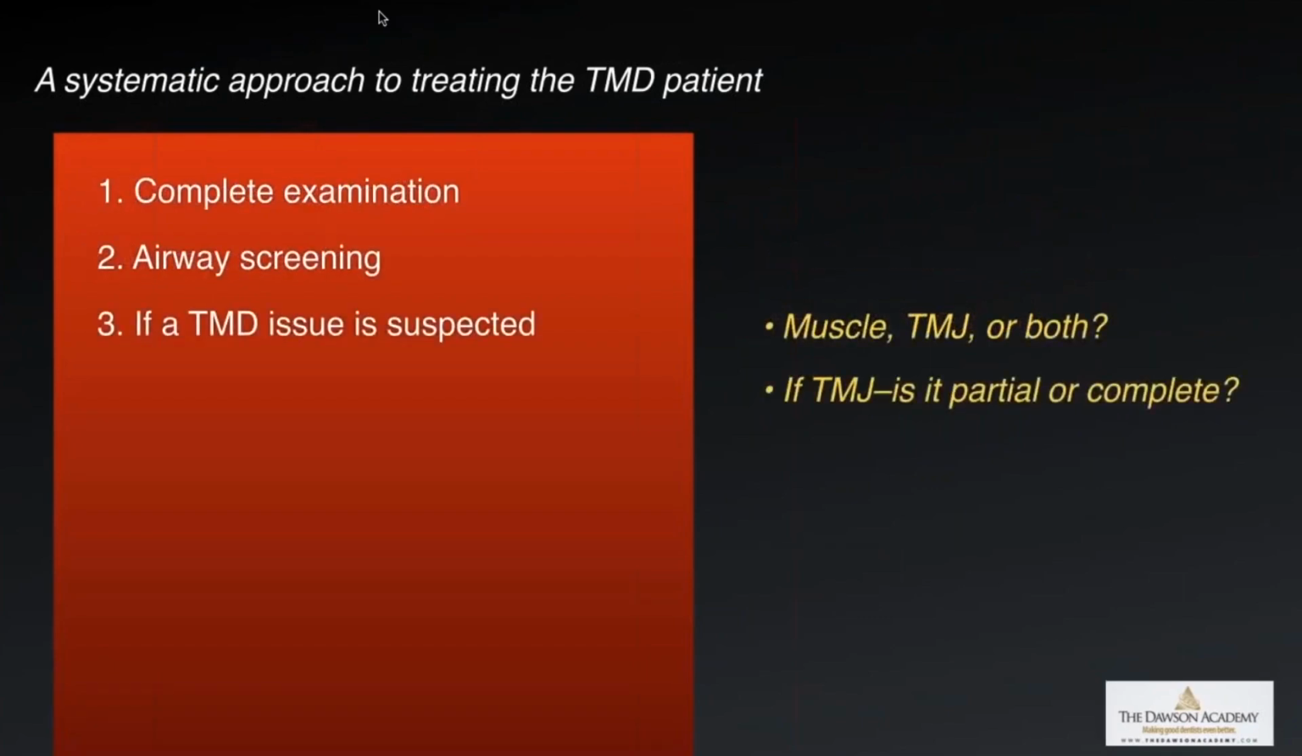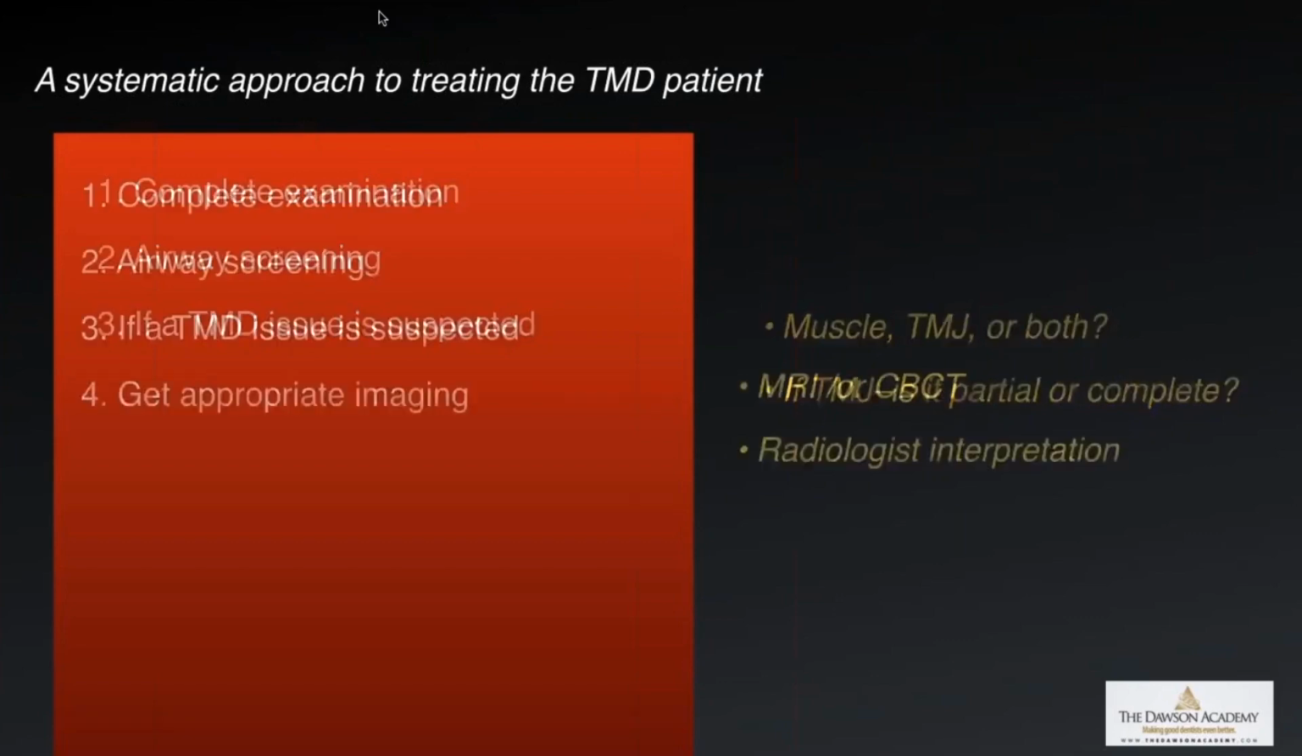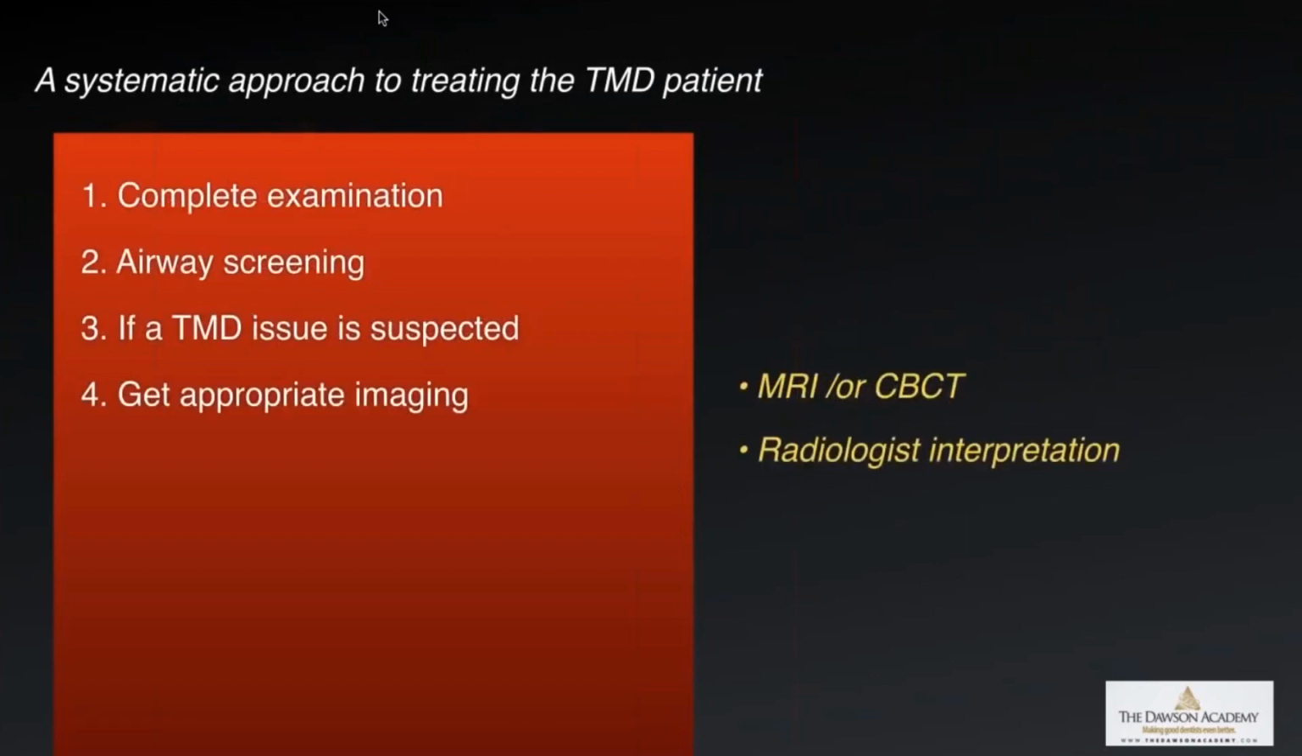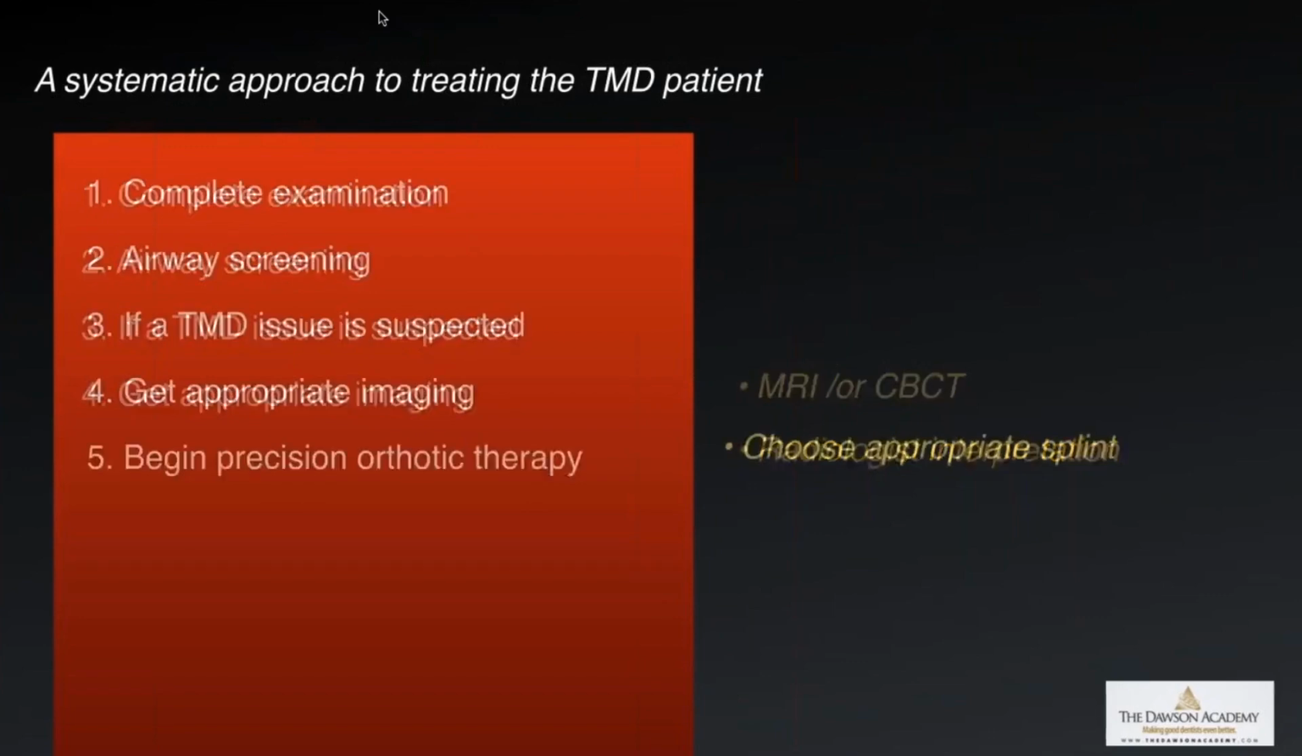If it's a TMD issue, we need to be able to make a decision. Is it muscle, joint, or both? And if it's a joint issue, do we think that it's a partial or complete disc dislocation? Those questions, a really good insight comes from being able to do that complete exam thoroughly and figuring out what it tells you. If we think that it's a bad joint, do we need more information? MRI and CT scan. We need a radiologist interpretation.